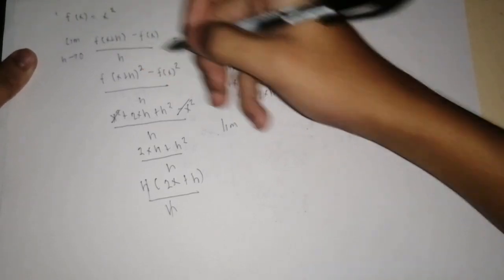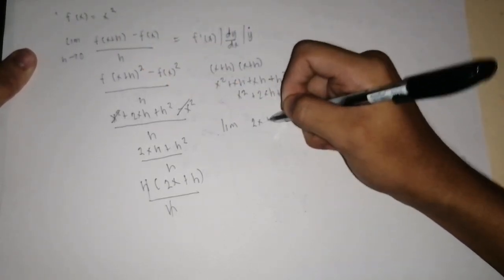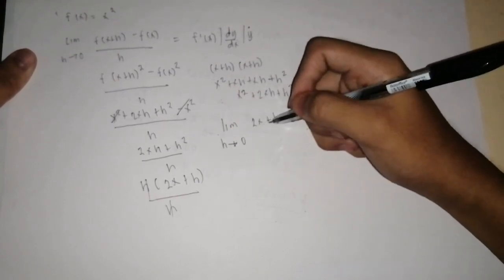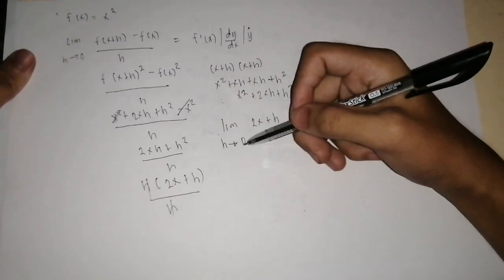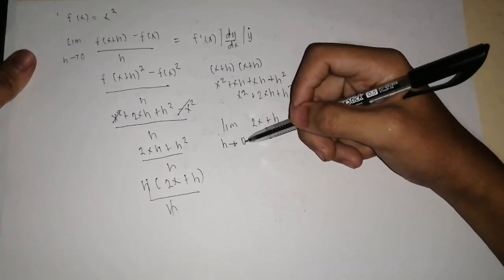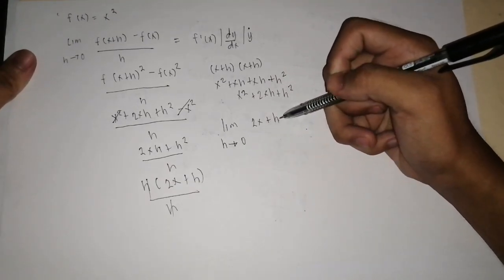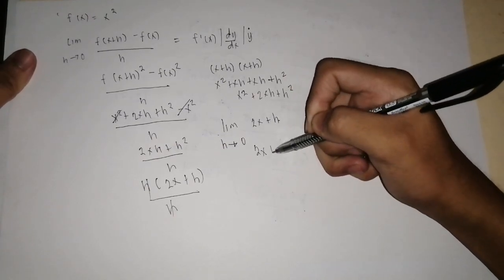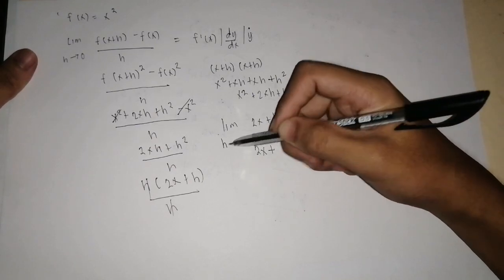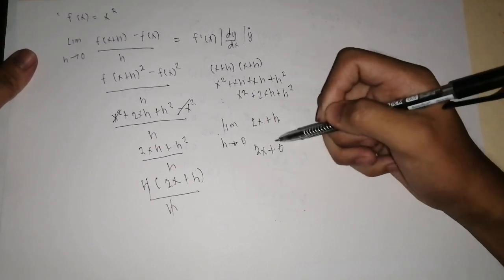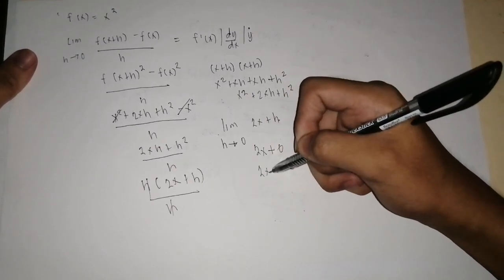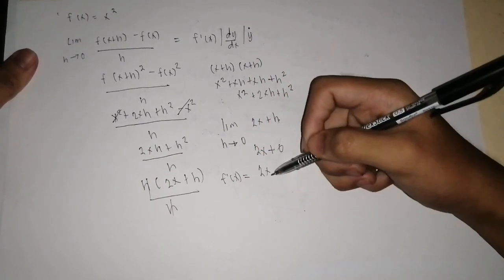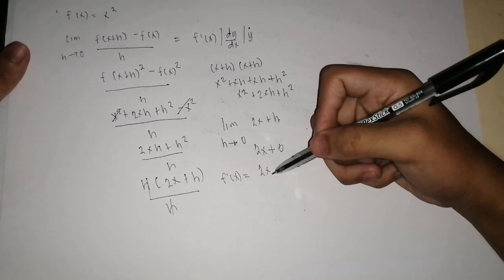So, copyhin lang natin ito. Then, 2x plus h as h approaches 0. So, yung h dito is 0. Then, substitute natin dito yung sa h. Then, ang mangyayari, 2x plus 0. Kasi nga, yung h daw is value niya is 0. So, ang matitira is 2x. So, yung f prime of x is equal to 2x. So, ayan yung kanyang derivatives.